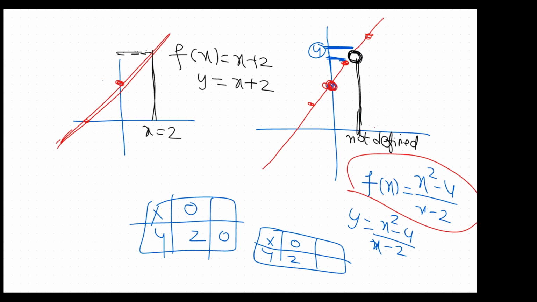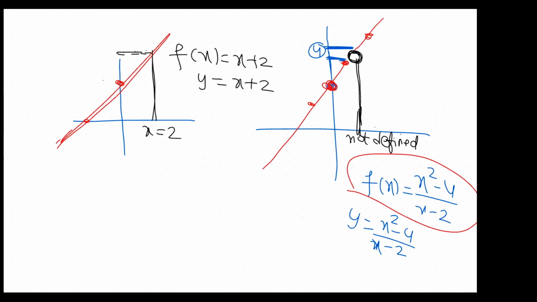Why is it breaking, ma? It's not a pure line, ma. It's not a pure line. It will be broken at that point because at 2 it is not defined. Done, right?